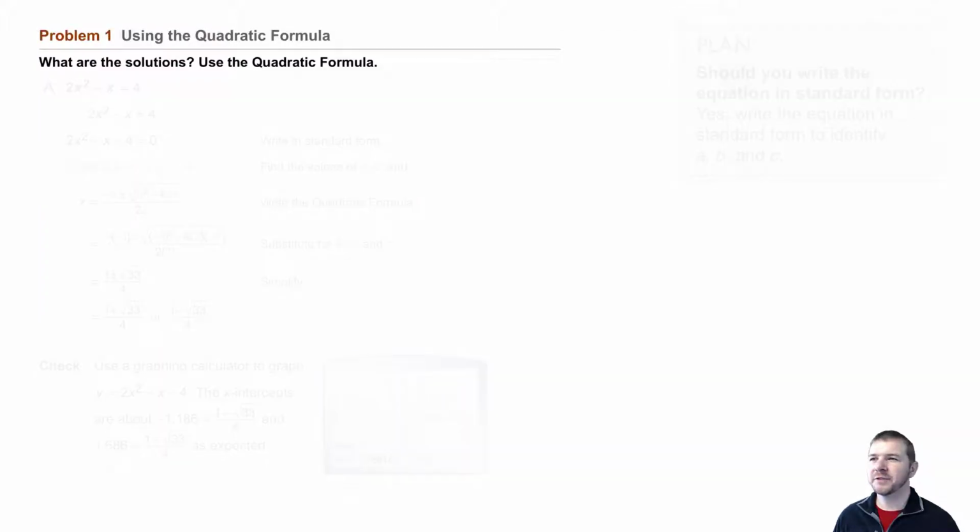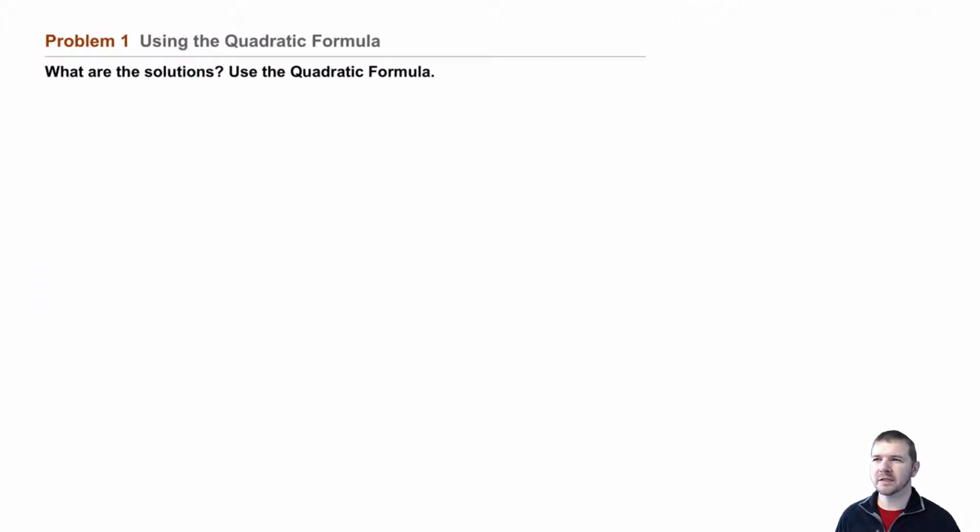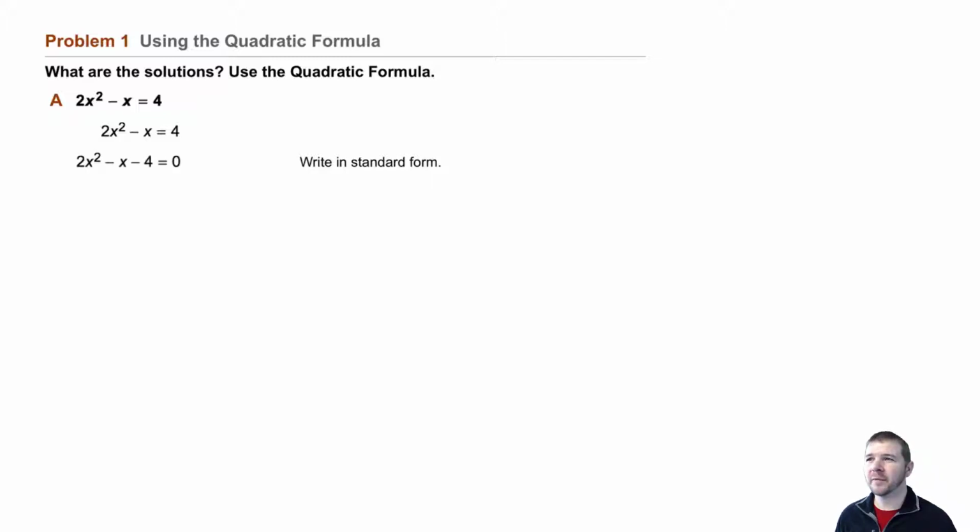Problem 1. Using the quadratic formula. What are the solutions? Use the quadratic formula. Part A. 2x squared minus x equals 4. We'll start by rewriting the equation in standard form. This brings us to 2x squared minus x minus 4 equals 0.